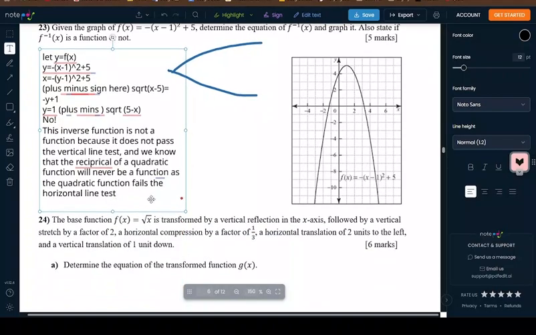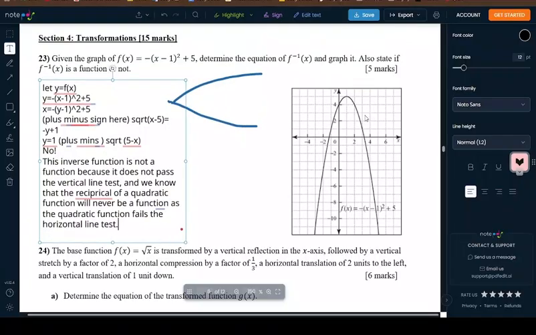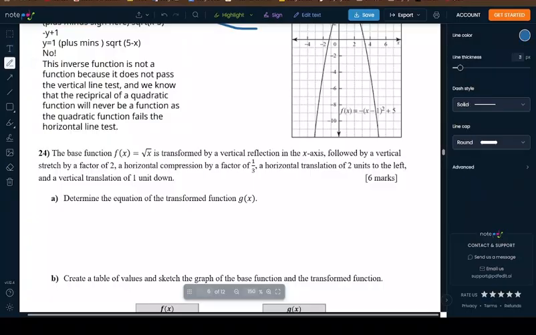Now we're done. The base function f of x is not worth 5 marks; this is worth at least 3 marks at max. Anyways, the base function f of x equals the square root of x is transformed by a vertical reflection in the x-axis. So it flips down, so this is the x-axis. So negative a value, negative a, followed by a vertical stretch of 2. So a is negative 2. A horizontal compression by a factor of 1 over 3.